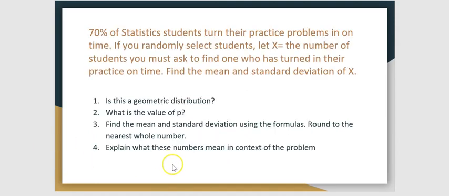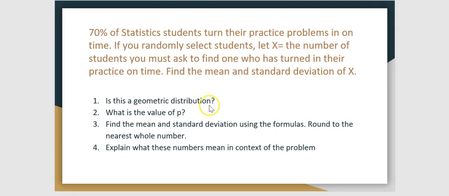We'll look at, as an example, our made-up statistic that I wish was true. 70% of stat students turn their practice problems in on time. If you randomly select students, X is the number of students you must ask to find one who has turned their practice in on time. If I just randomly pick some of you, did you do it on time? Yes or no? How many people would I have to ask to find someone who had actually done it on time?